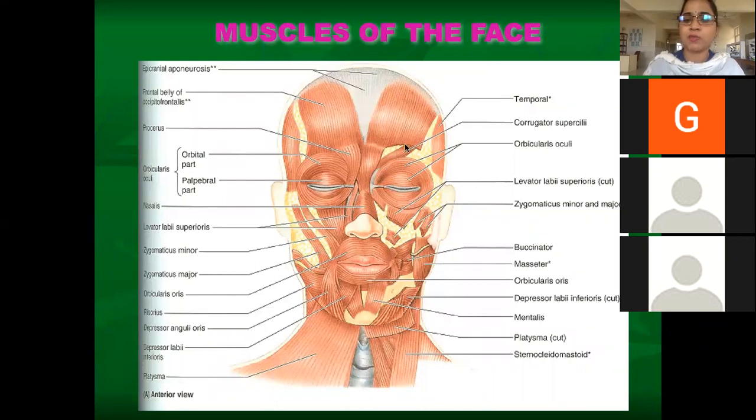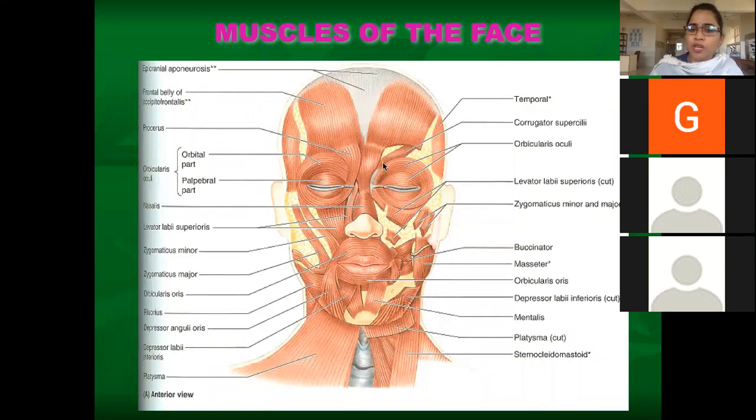See here, we can see this muscle, corrugator supercilii. The spelling is here. Corrugator means it corrugates, which means it forms a fold. Whenever we do like this, some kind of folds happen on both sides. That corrugation means narrowing down. Supercilii: super means above, cilii means eyebrows. So it is called corrugator supercilii.